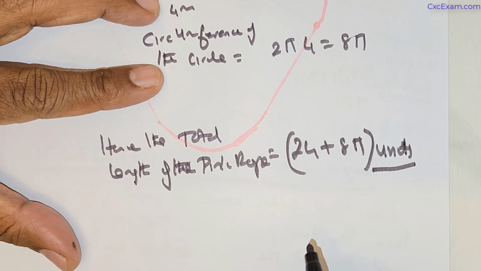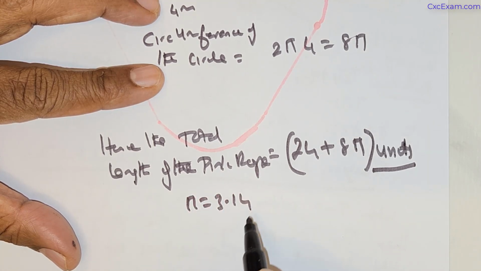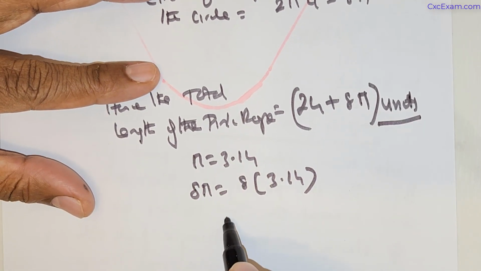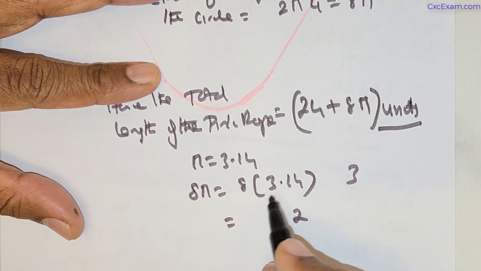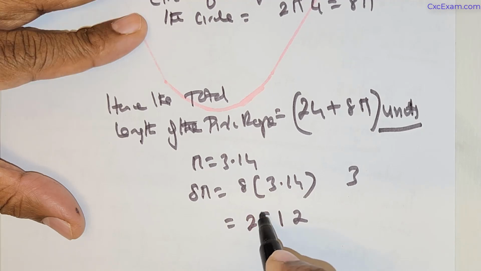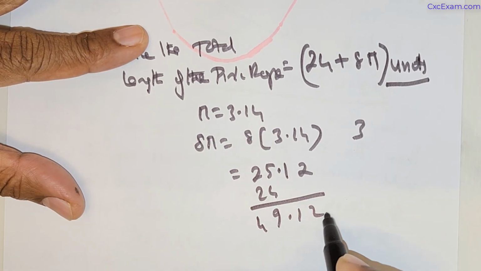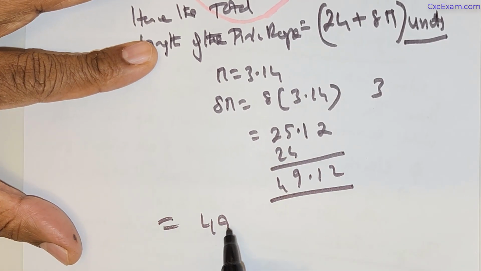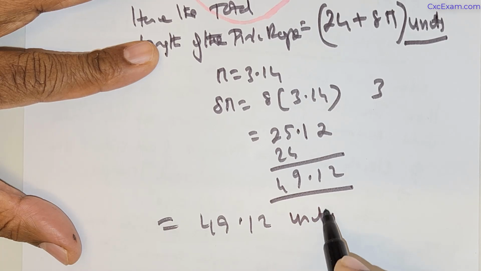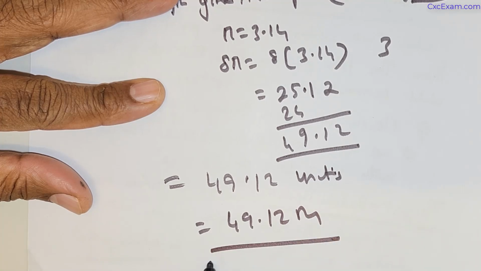Now if you want, you can take pi to be 3.14. So 8 times pi is going to be 8 times 3.14, which is 8 4s are 32, 8 1s are 8, 8 3s are 24. So you add this, you get 25.12. So 49.12 units. In this case we are dealing with meters, so 49.12 meters is the final answer for this question.